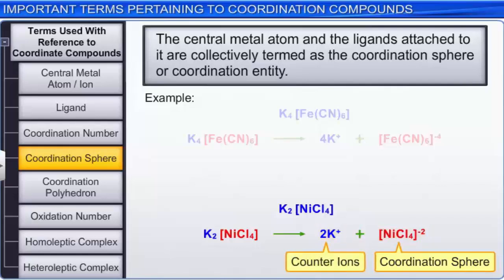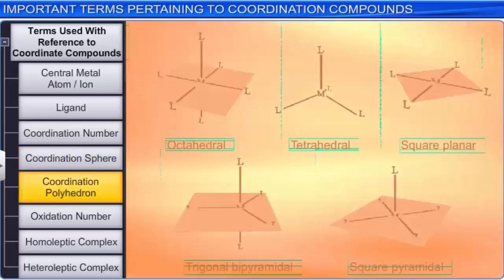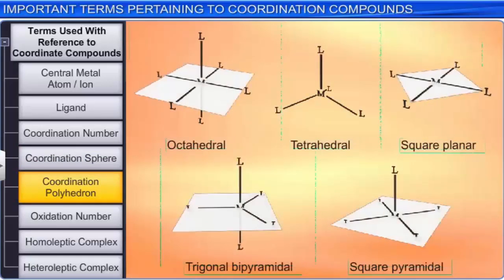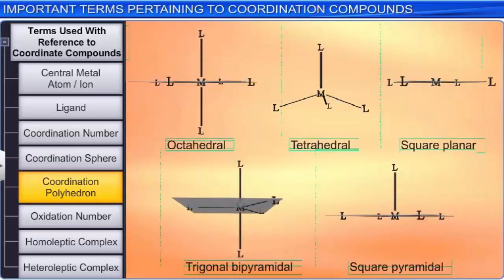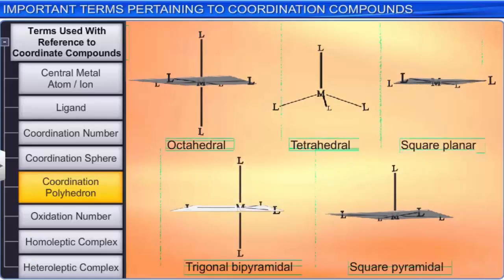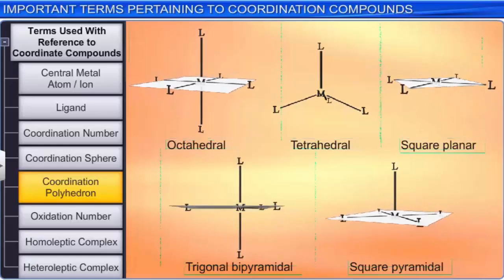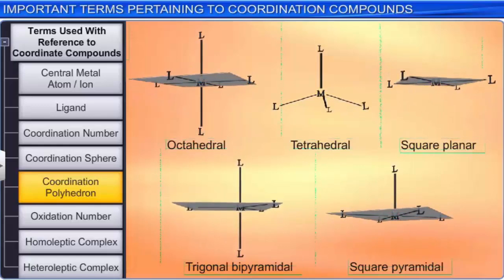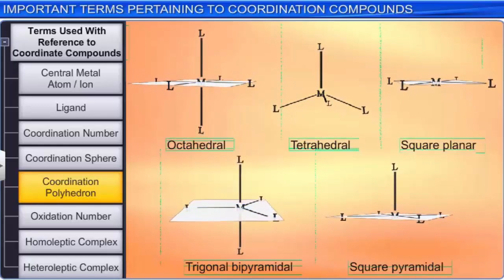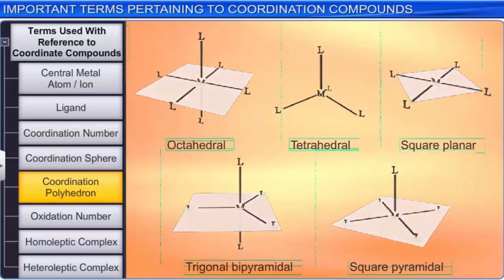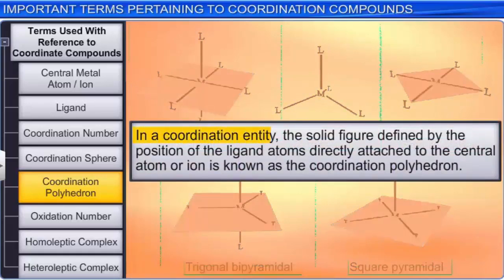Coordination polyhedron is another term we use in coordination chemistry. In a coordination sphere or entity, the ligands are attached to the central metal ion in such a way that it gives a definite geometry to the complex. Thus, in a coordination entity, the solid figure defined by the position of the ligand atoms directly attached to the central atom or ion is known as the coordination polyhedron.